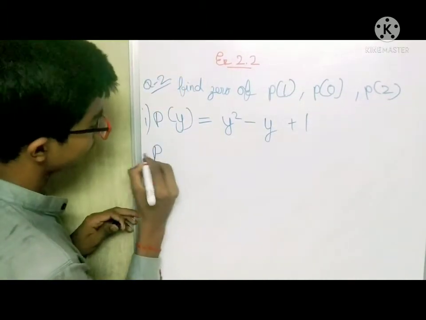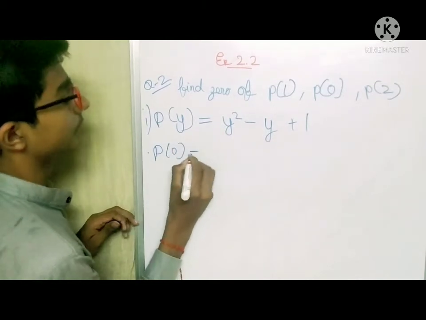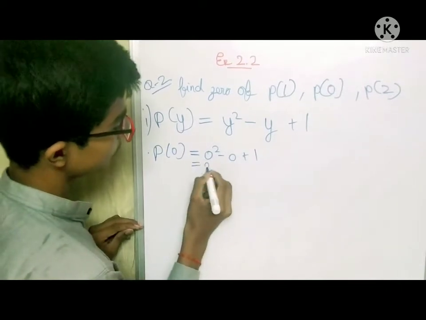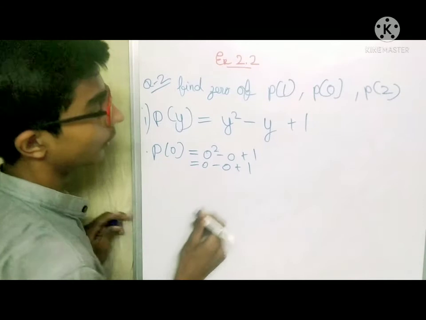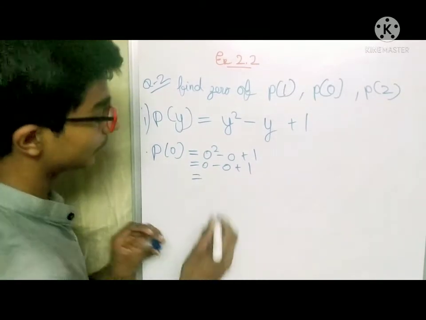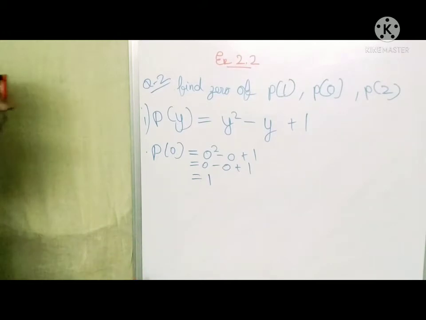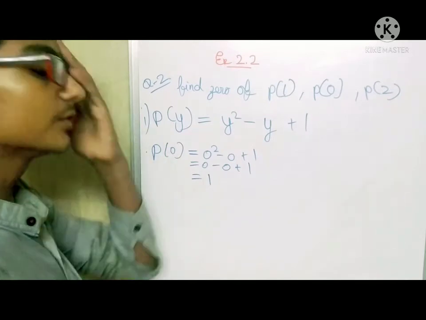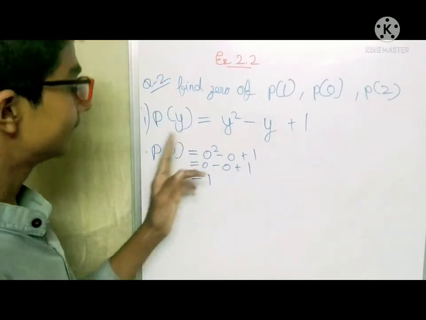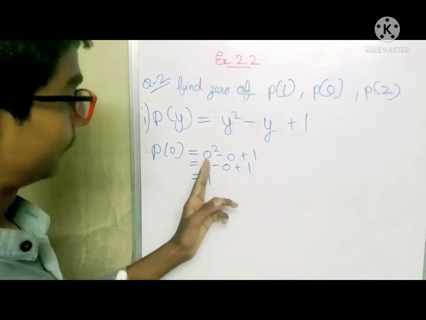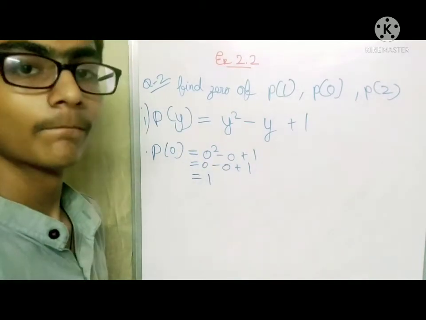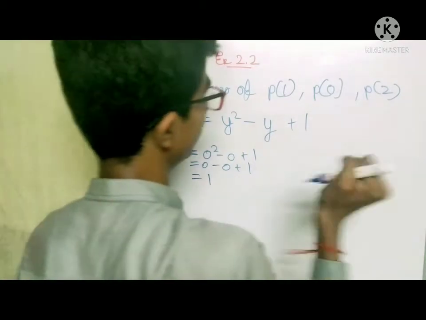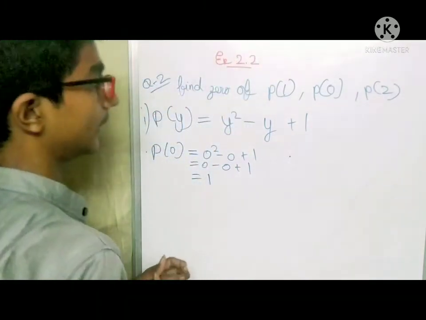So first let's take p of 0 is equal to 0 square minus 0 plus 1. So square of 0 is 0, minus 0 plus 1. So again 0 minus 0 is 0, plus 1 is 1. So 1 is the zero of the given polynomial. Which polynomial? If we take y is equal to 0, then the value of this polynomial will be 1. That's a complicated thing. I'll tell you when we move further. Right now just take it here.